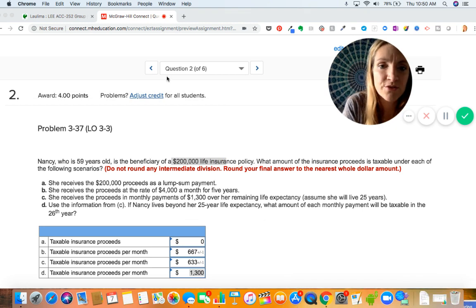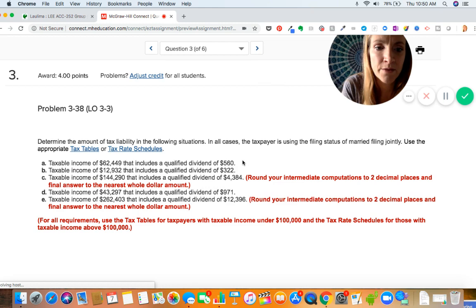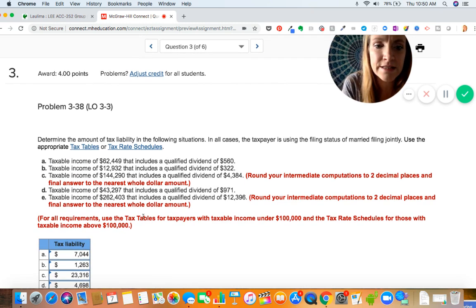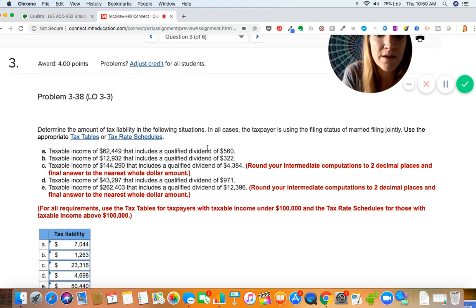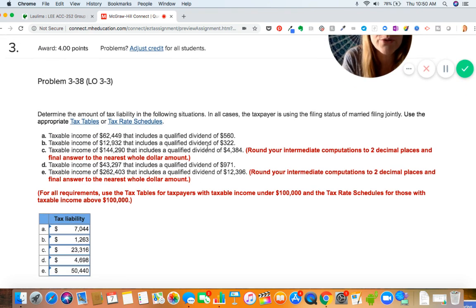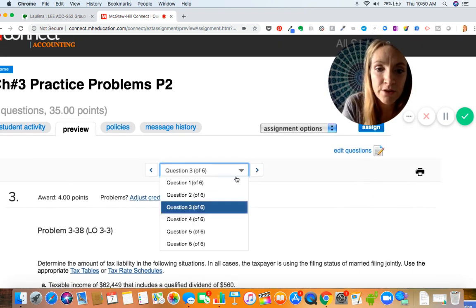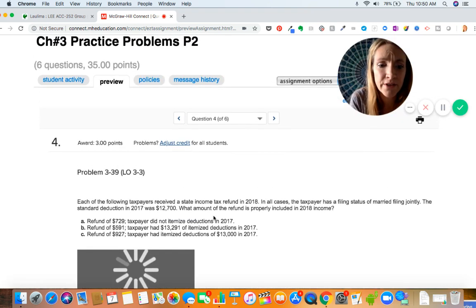Okay, on to the next one. I don't think we're going to cover this one. We covered this. This is calculating taxes. You can see the answers here with my numbers. Your numbers will be different, but if you want to double check, you can calculate that. Otherwise, that was covered in the videos.